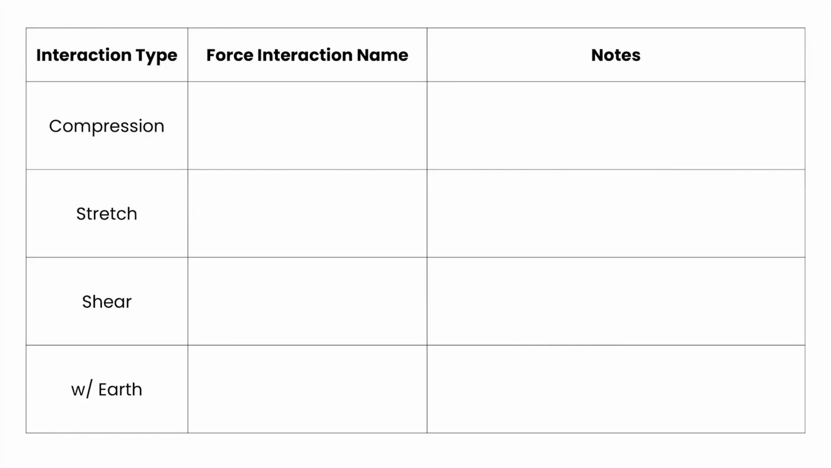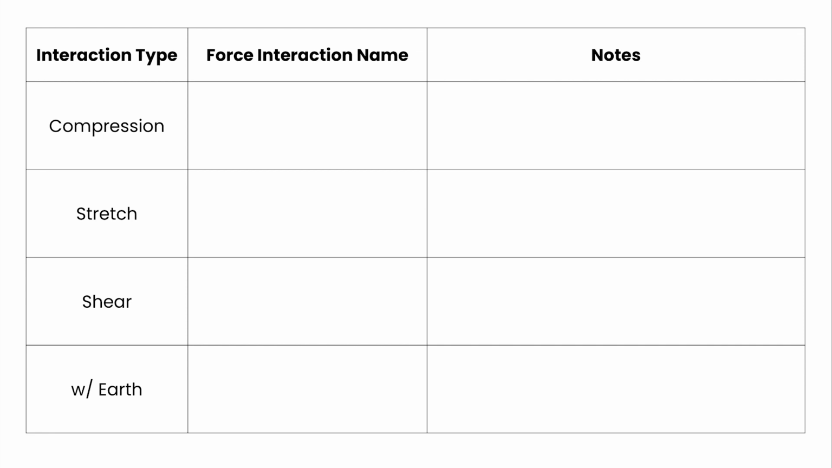So we have our interaction types, and we talked about compression, we talked about stretch, we talked about shear, and now we're going to add with earth. Okay, and so this part's not new with the earth part because we kind of covered that during Unit 1 at the beginning of the school year. So let's go ahead and talk about compression.